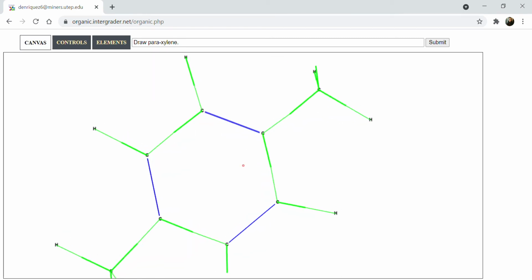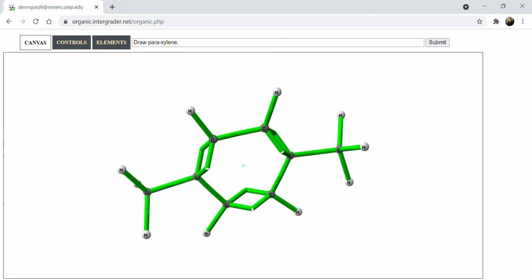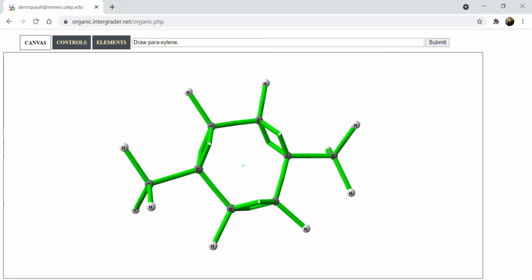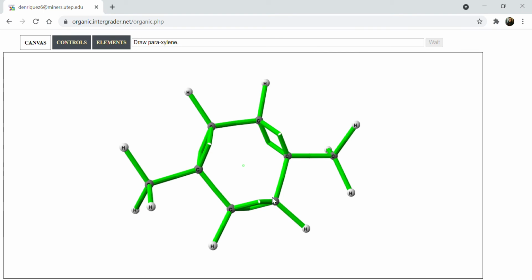Make sure you always have 6 carbons in the ring. It's easy to add one and take one off, but usually it'll look weird once you add your double bonds and something's not right. So paraxylene, and then we've got 6 cyclic pi electrons because I counted those blue lines, the double bonds.